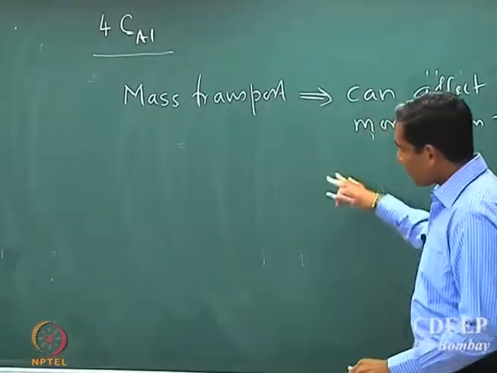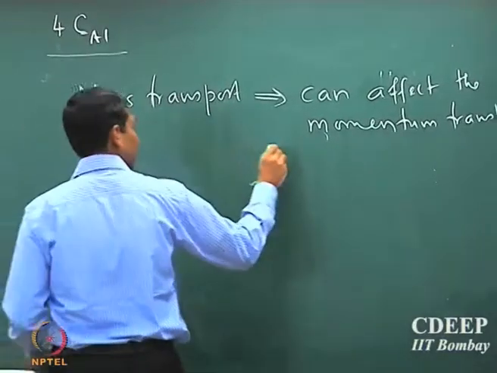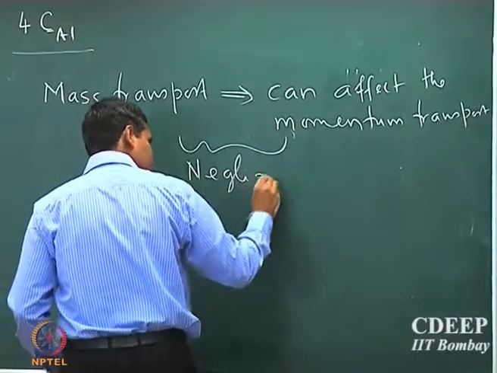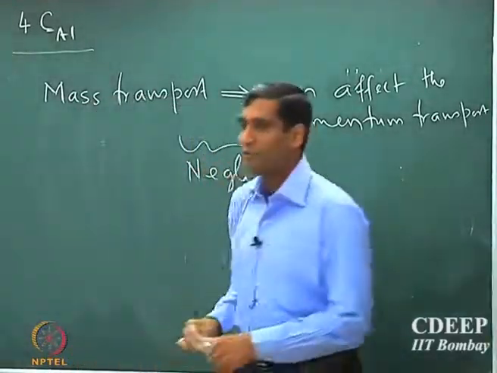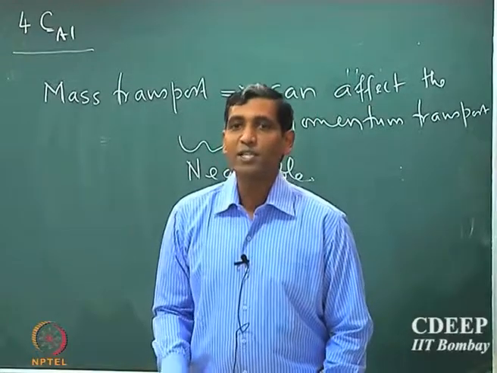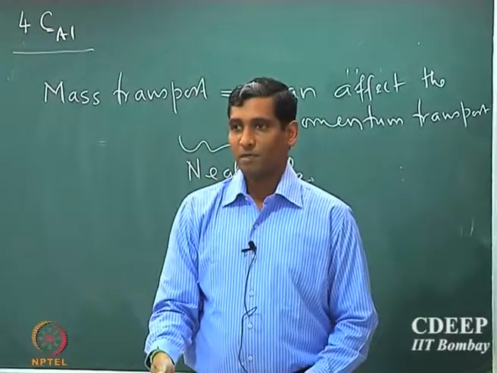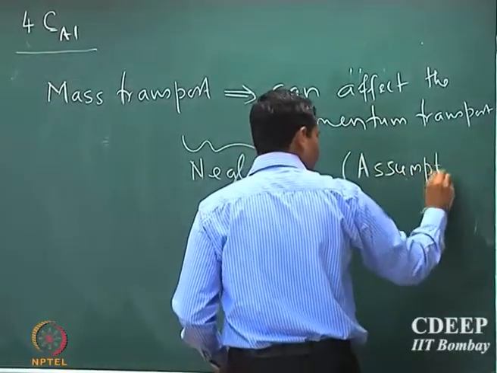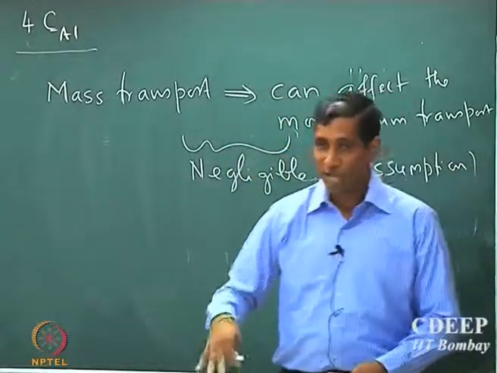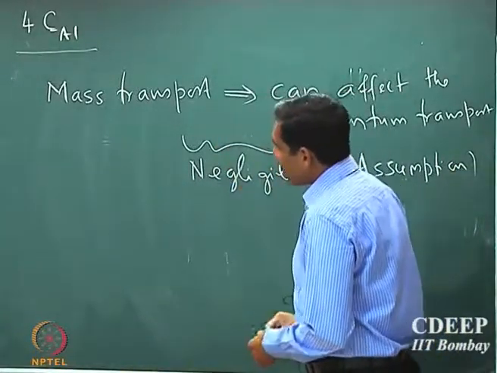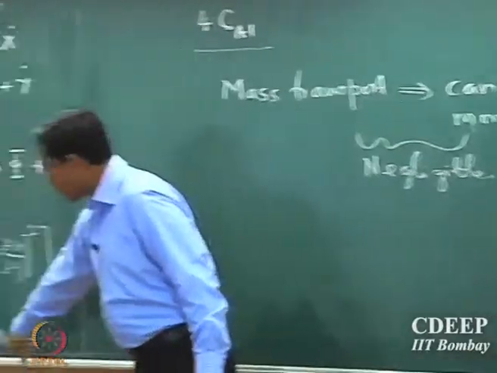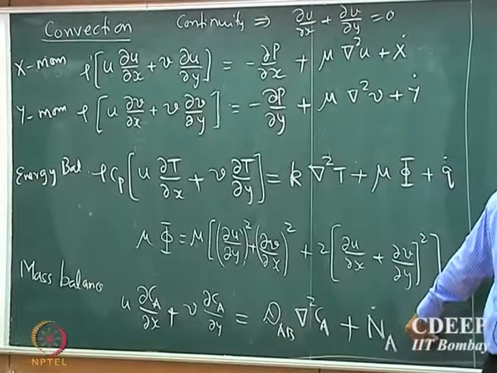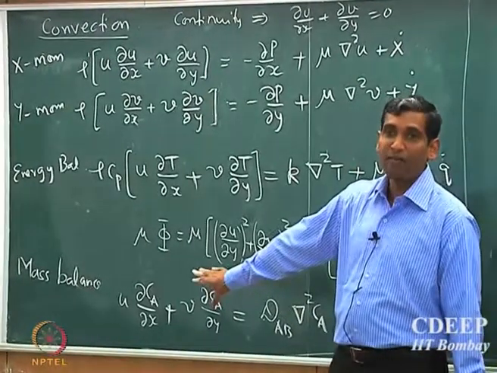So for the course purposes, we are going to assume that this coupling is negligible. Okay, we are going to assume that the mass transport does not affect the momentum transport. This is an assumption that we are going to make, and in fact some of these assumptions would be relaxed in the advanced course. We will not do that here. Okay, so therefore this equation, if Na dot is a linear term, if it is linear, then the mass transport equation will become linear.